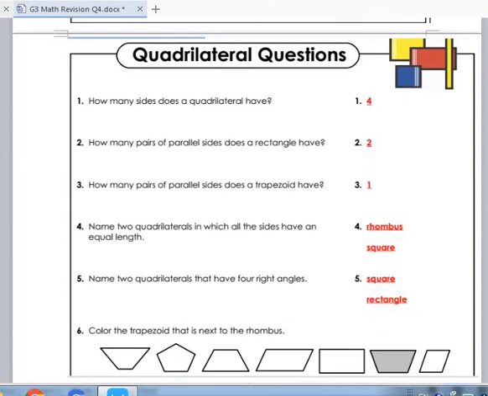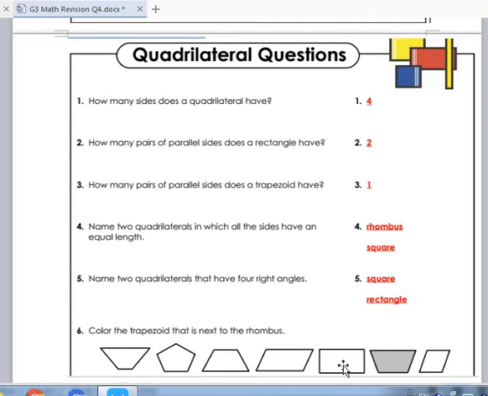Quadrilateral questions. Do you remember the quadrilaterals? How many sides does a quadrilateral have? Do you remember quads? I have been telling you this since the start of quarter 4. Quadrilateral: 4 sides, 4 angles. Do you remember pentagon? 5. Hexagon? 6. Heptagon? 7. Octagon? 8. Okay. How many pairs of parallel sides does a rectangle have?